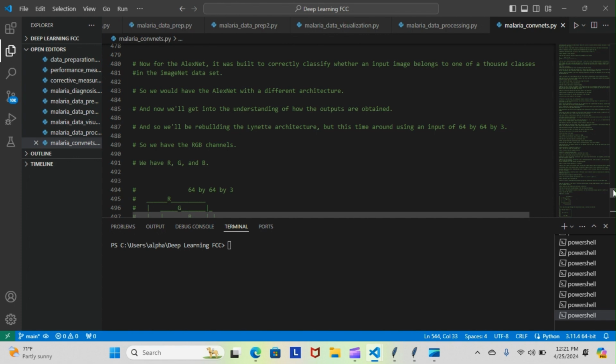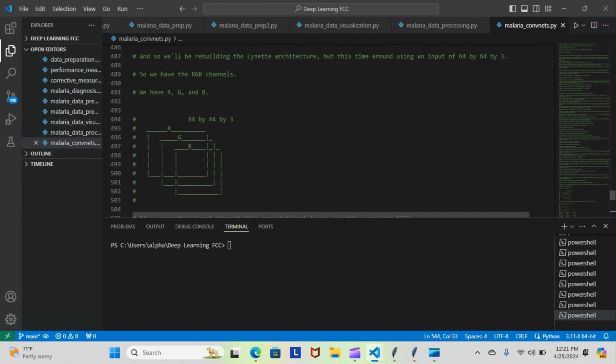And so we'll be rebuilding the LeNet architecture, but this time around using an input of 64 by 64 by 3. So we have the RGB channels. Here we have our RGB, our 3 different channels, and this is going to be a 64 by 64 by 3.